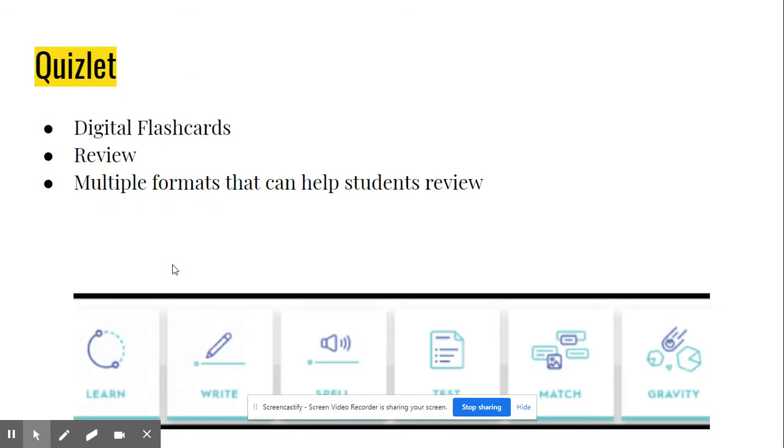Quizlet is digital flashcards, great for review. They have multiple formats that can help students review. So basically, instead of just being the flashcard, there's also a test. They've got some matching questions and some fun little games that can go with it.